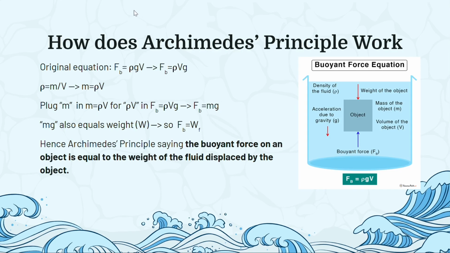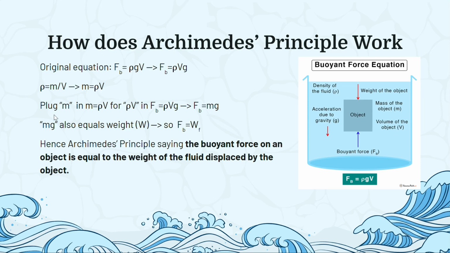How does Archimedes' principle work? Well, here we have the original equation for buoyant force. In the equation, the density is multiplied by the gravitational acceleration and also multiplied by the volume. We can rearrange the original equation to be buoyant force equals density times volume times gravitational acceleration. Since density equals mass per unit of volume, it can be rewritten as mass equals density times volume, which relates to the mass of the displaced fluid.